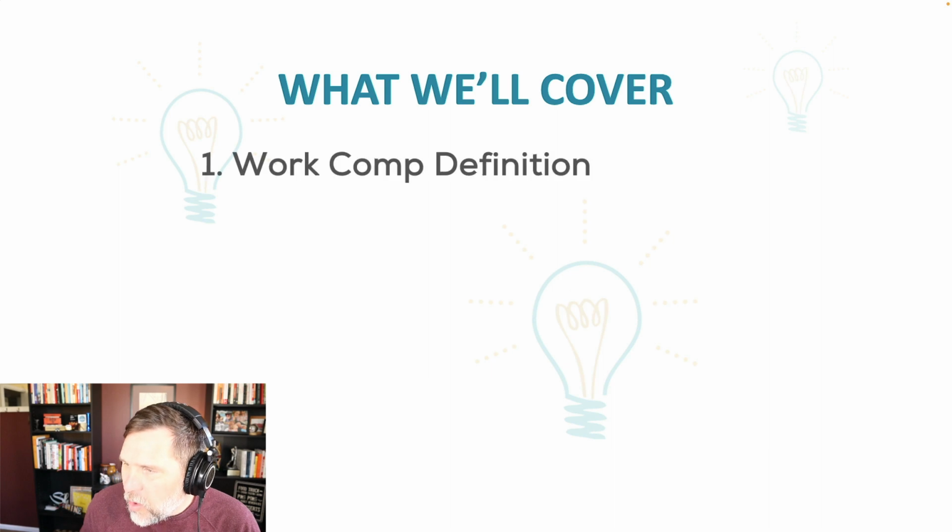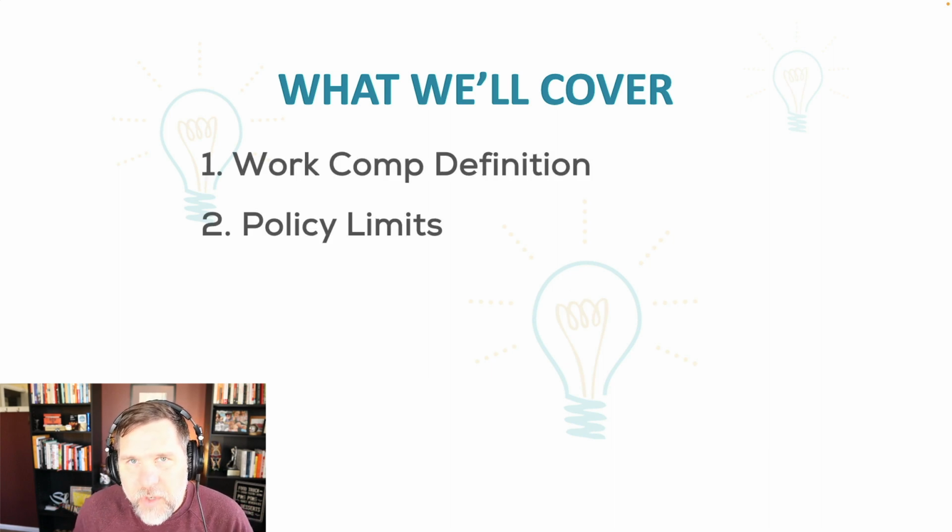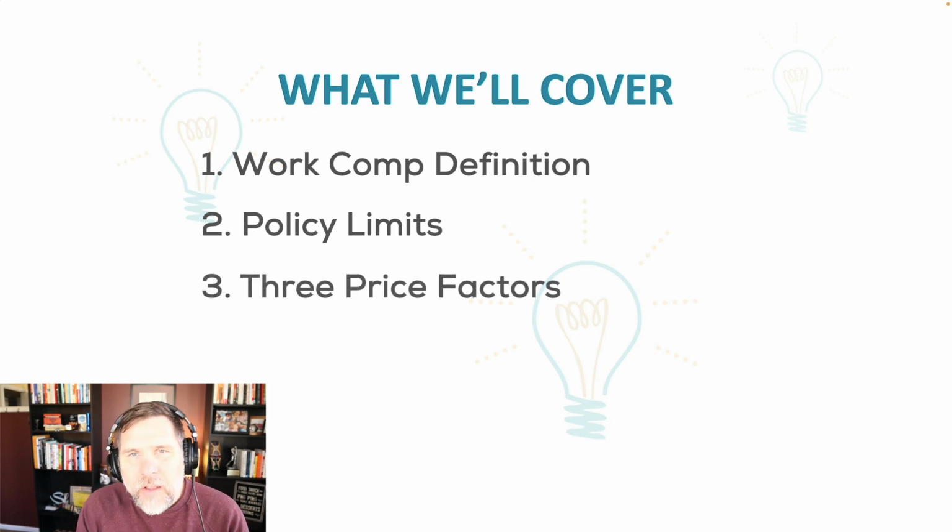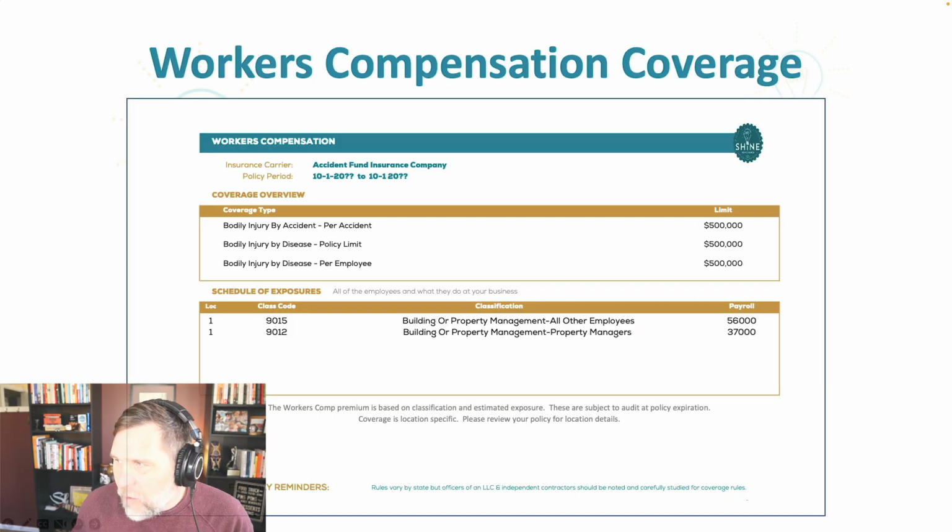So what we will cover in this video, well, first, we're going to give you a definition of workers' compensation coverage. Second, we're going to give you what policy limits are and what that means. The third and probably the most important part is the 3 price factors. And then the fourth and probably the second most important is how an audit works. So let's get right into it.